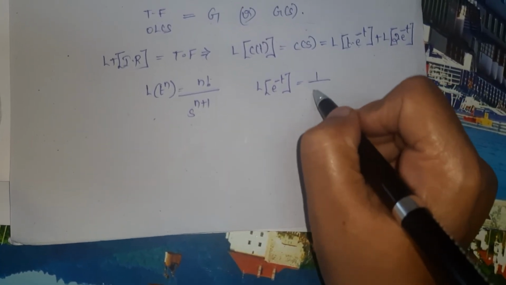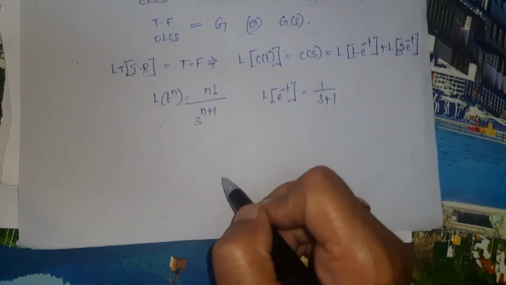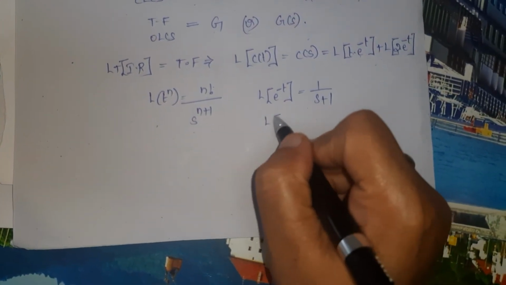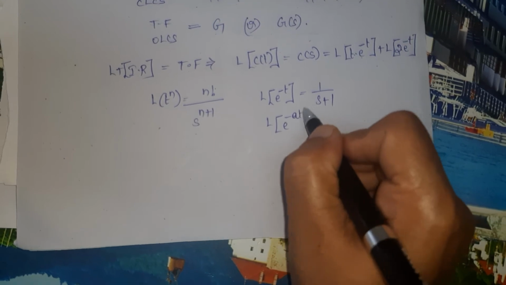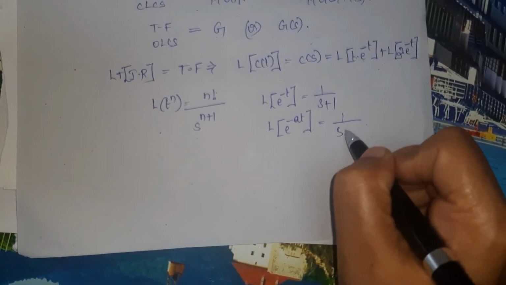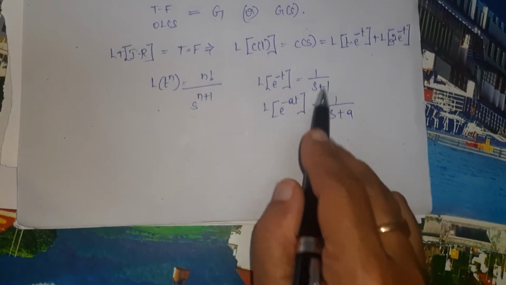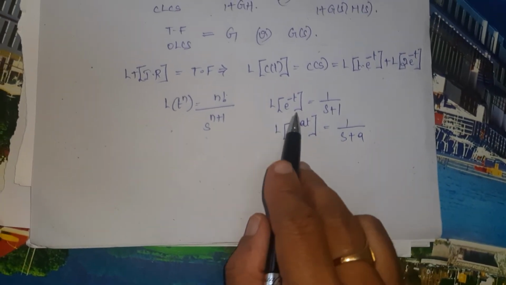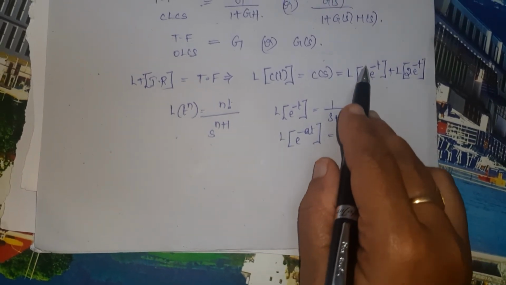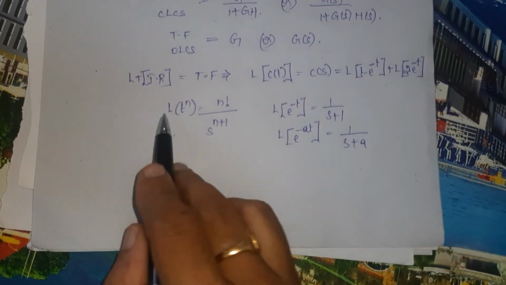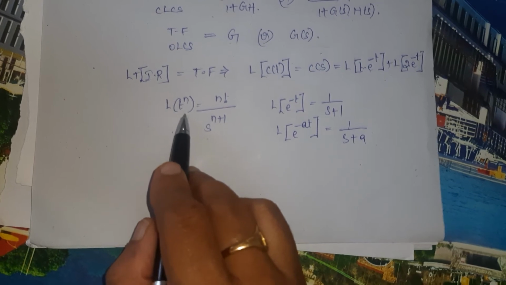It is 1 by s plus 1. We have written the formula: Laplace transform of e power minus a t is 1 by s plus a. Instead of a, I am having 1 here, so 1 by s plus 1. So e power minus t and t are both multiplied here. And what is the t power? I am having 1. So what is the Laplace transform of t?